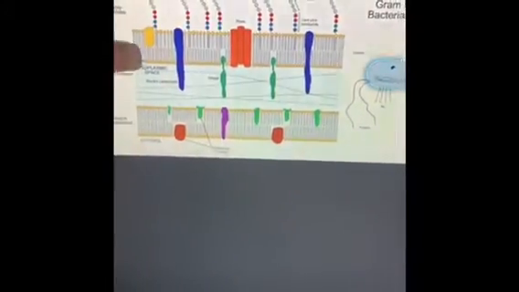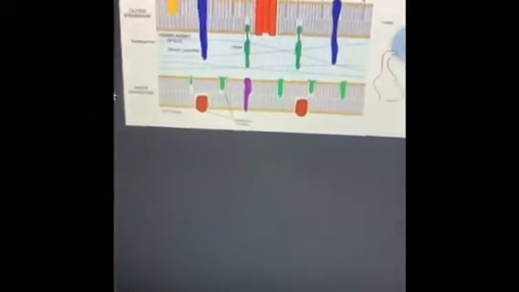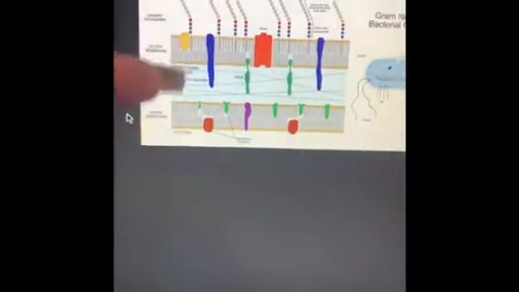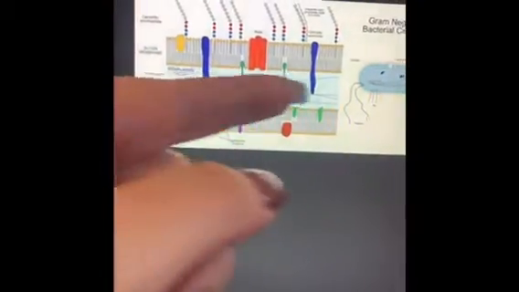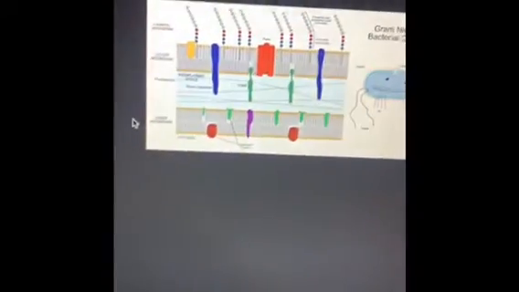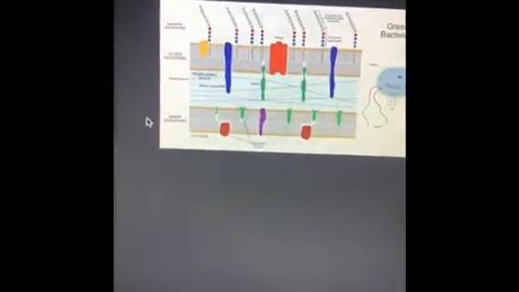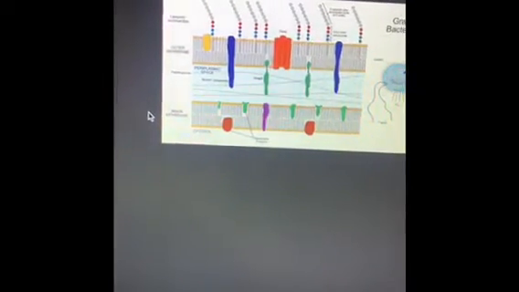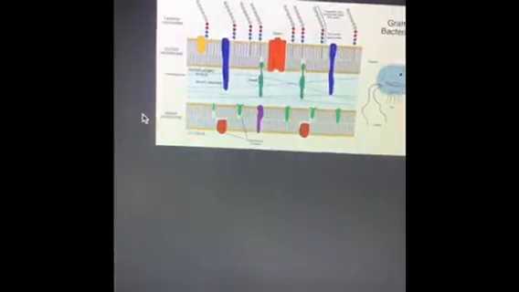Gram-negative bacteria has two membranes. Gram-negative bacteria has two membranes and a thin peptidoglycan layer between the two membranes. Gram-negative doesn't contain teichoic acid, but it does have LPS. Gram-negative bacteria is more susceptible to lysis.